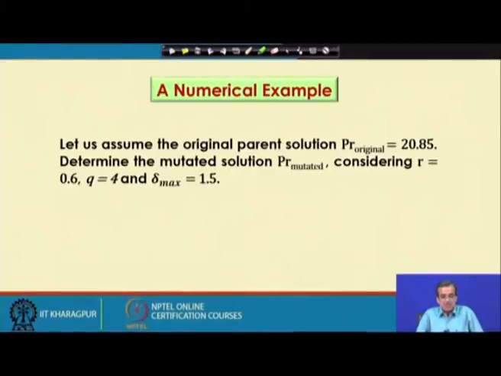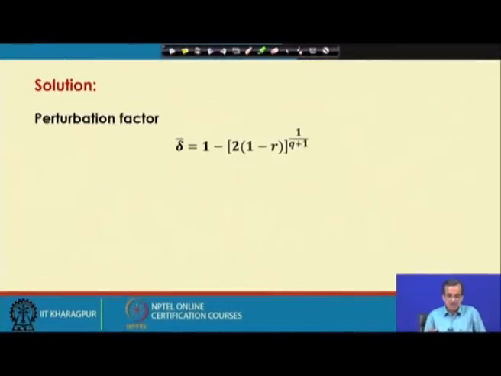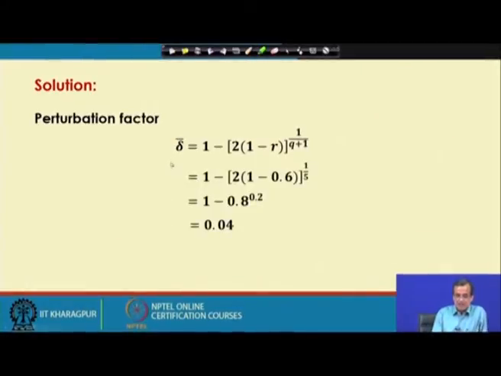Now, I am just going to solve one numerical example related to polynomial mutation. Supposing that the parent solution P r original is equal to 20.85, and we consider the random number r equals 0.6, q equals 4 and delta max equals 1.5. If you use these numerical values, very easily I can find out the perturbation factor delta bar.